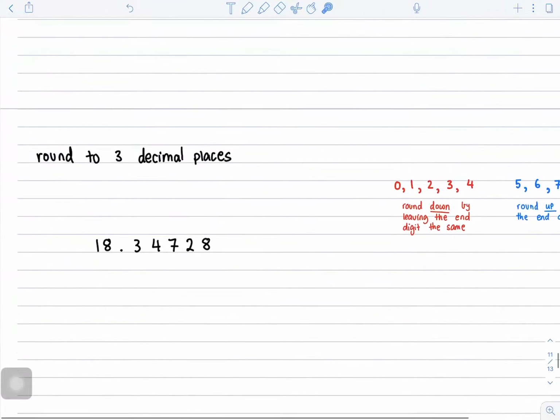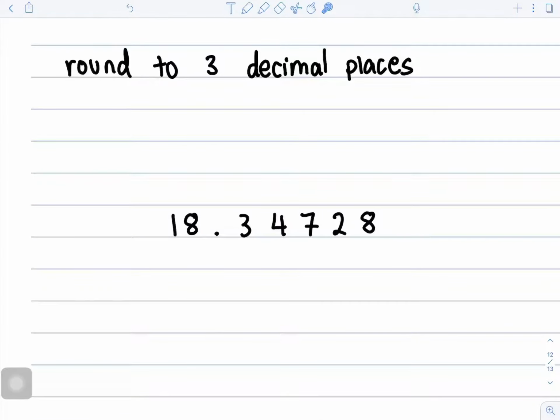Let's go through another example. We're being asked to round this number to 3 decimal places. So let's count after the decimal point. It's 1, 2, 3. So our cutoff point is right after 7 because there's 3 digits right after the decimal point. Our critical digit in this case is 2 because it's right after the cutoff point.